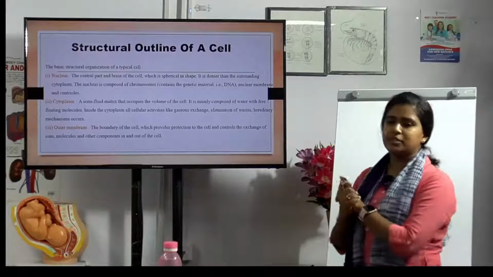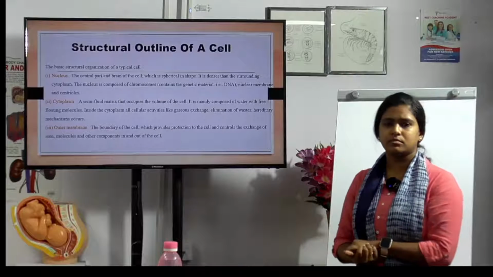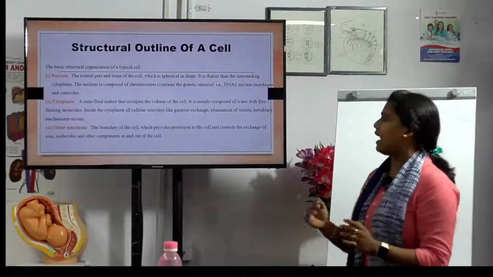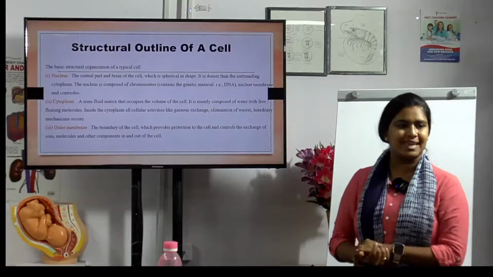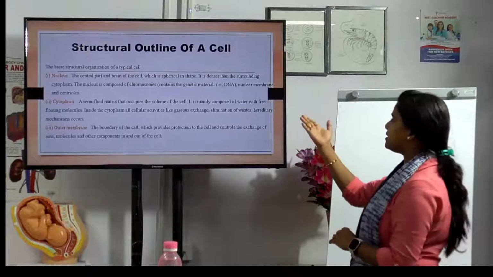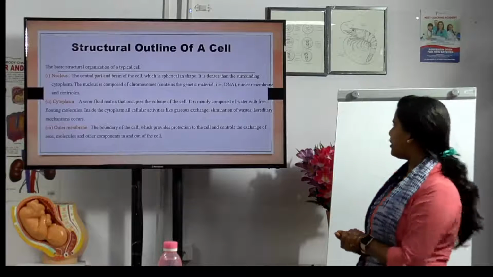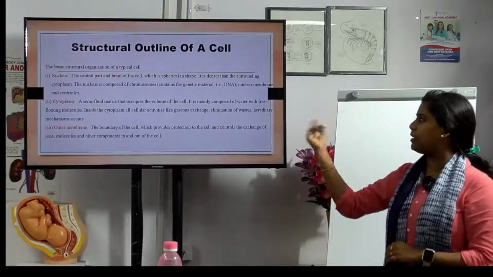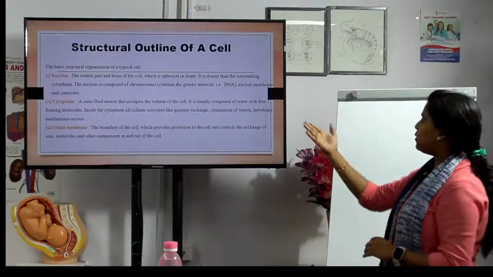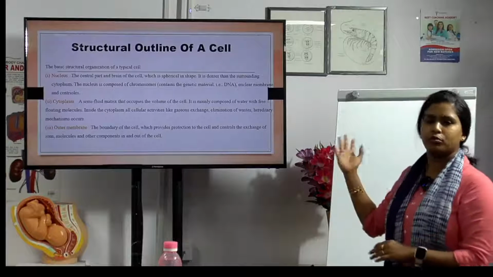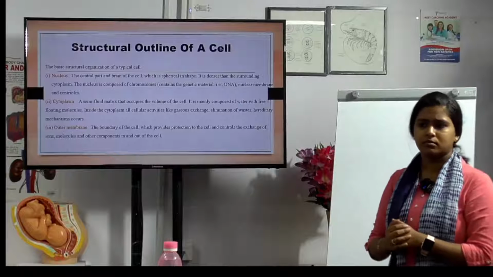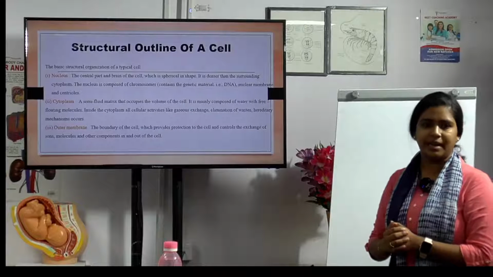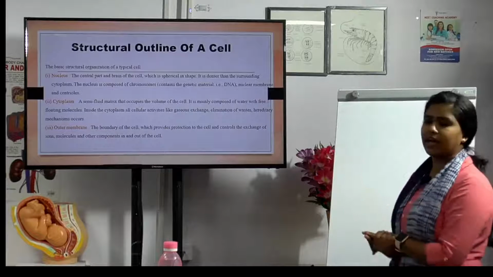The first one is the nucleus. What is a nucleus? The central part of the cell, considered to be the brain of the cell. It is spherical in shape and surrounded by a membrane. The nucleus is composed of chromosomes. What are chromosomes? Genetic material.